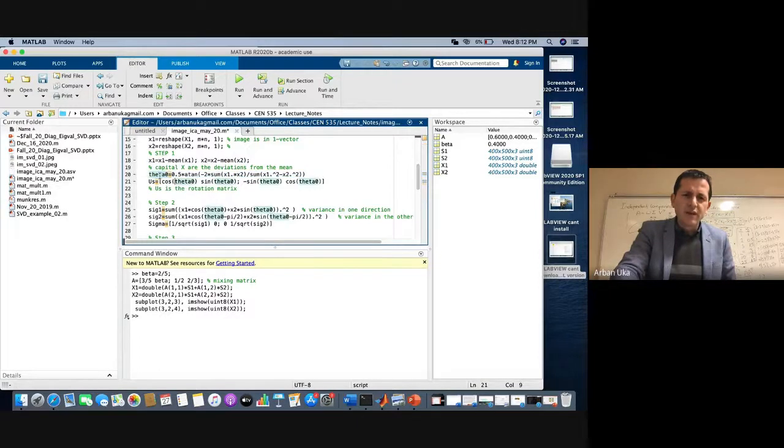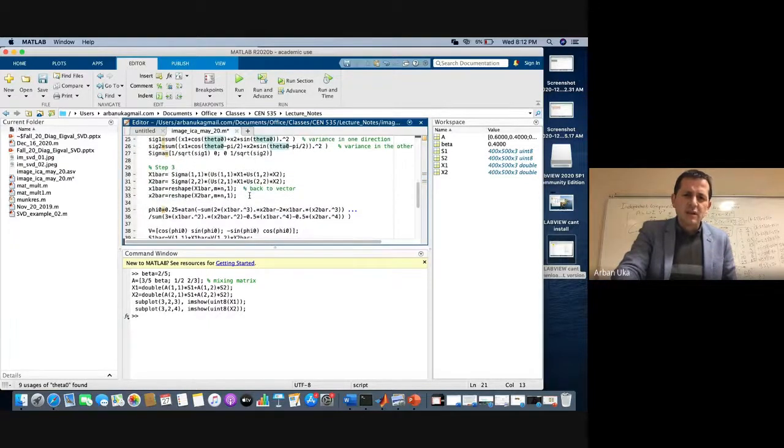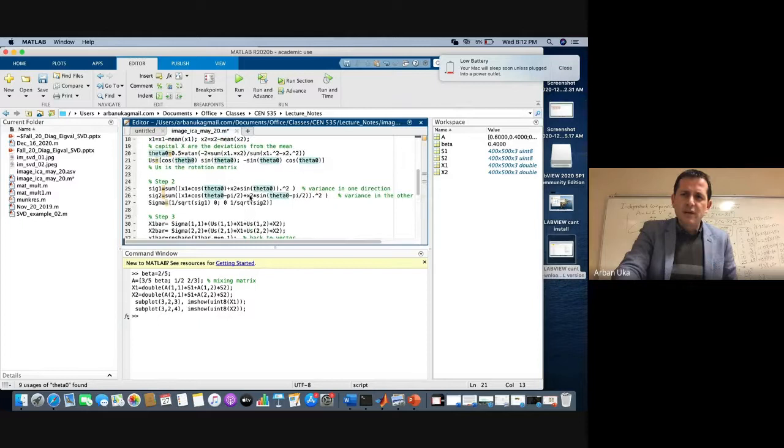Then once we find the angle theta 0, we write the rotational matrix, which is going to be composed of cosine, sine, minus sine, cosine. And actually, now I even have a little doubt.